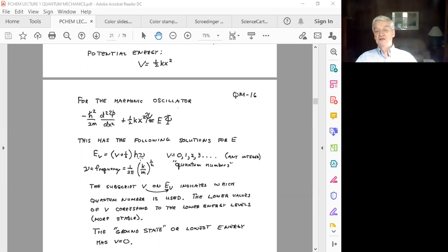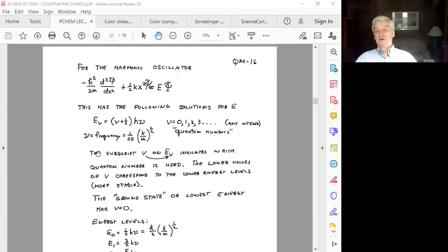In this expression, nu, again, represents a frequency, and for a harmonic oscillator, the frequency is 1/2 pi times the square root of k over m. I've written this as k over m to the 1/2 power, which is the same thing. And notice, just for nomenclature, I write these as E subscript V, and V is going to represent which energy state we have.